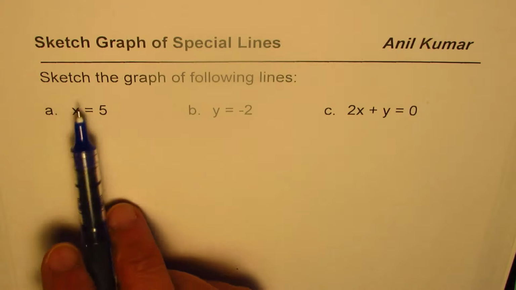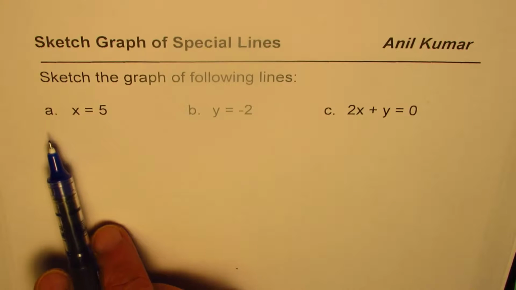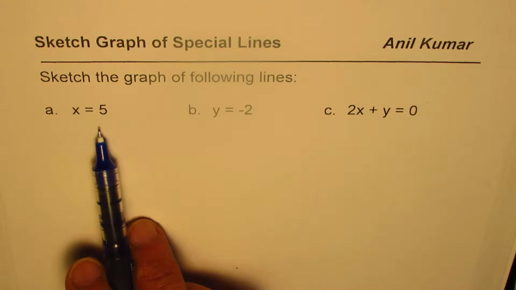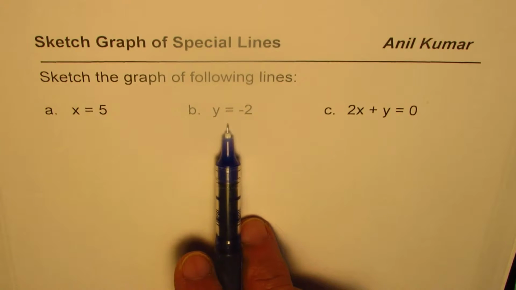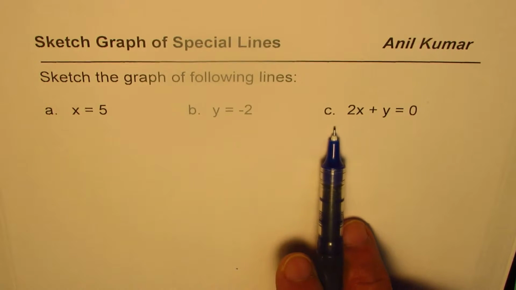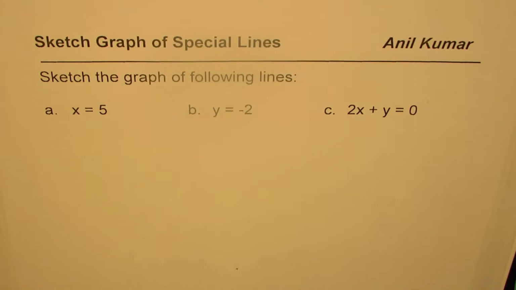Question is, sketch the graph of following lines. A, x equals to 5, B, y equals to minus 2, and C is 2x plus y equals to 0. You can pause the video, answer the question, and then look into my suggestions.